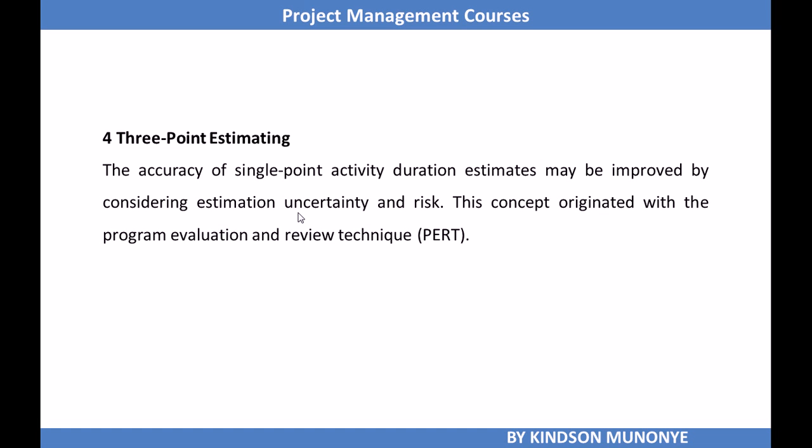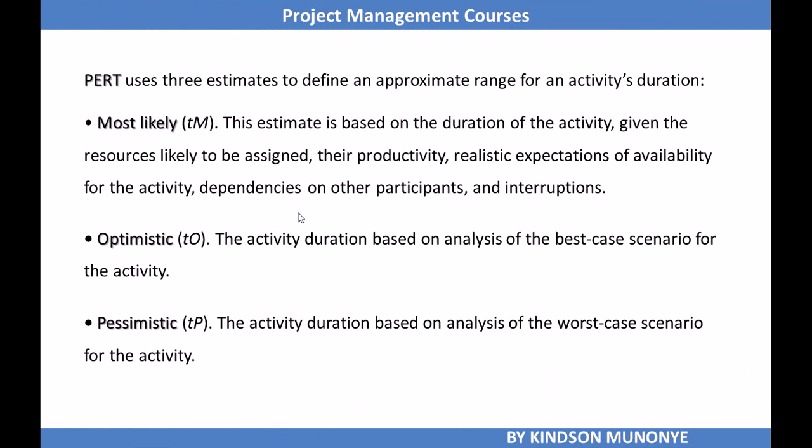Let's spend some time looking at the three-point estimating. PERT uses three estimates to define the approximate range of an activity's duration. So of these three estimates, one of them is called the most likely, and this estimate is based on the duration of an activity given resources likely to be assigned, their productivity, realistic expectation of availability, and dependencies on other participants. So this is the most likely amount of time it is going to take to complete this activity on this project.